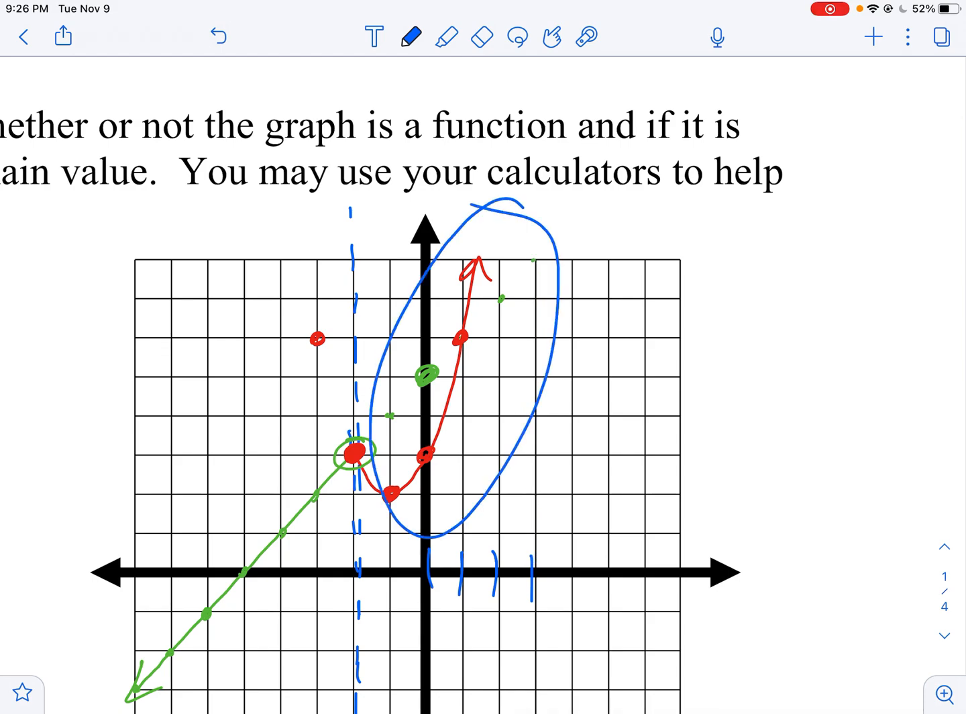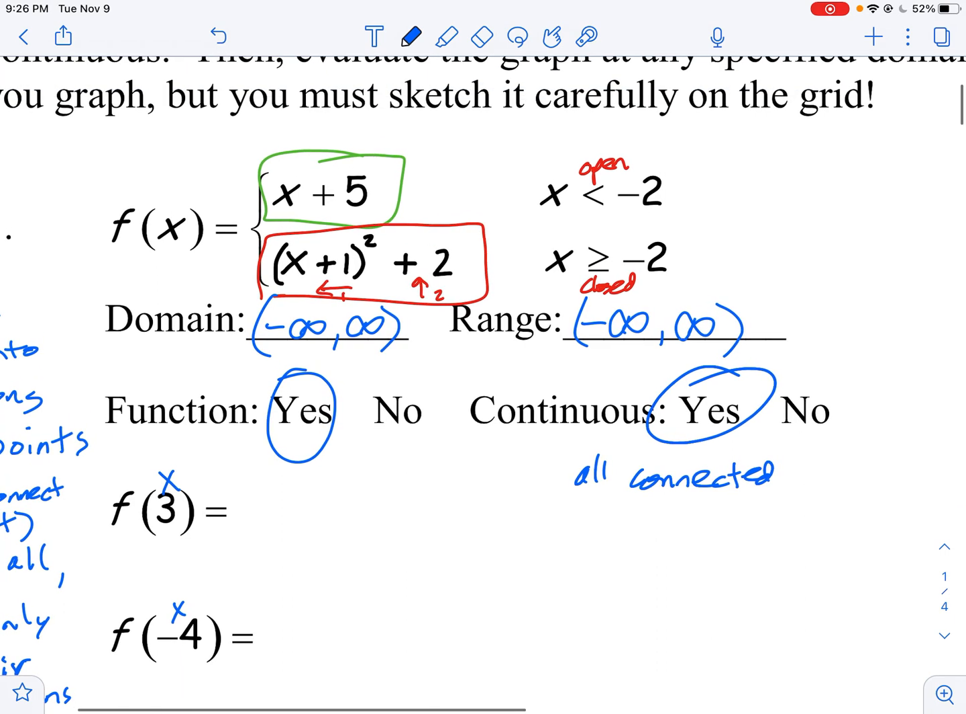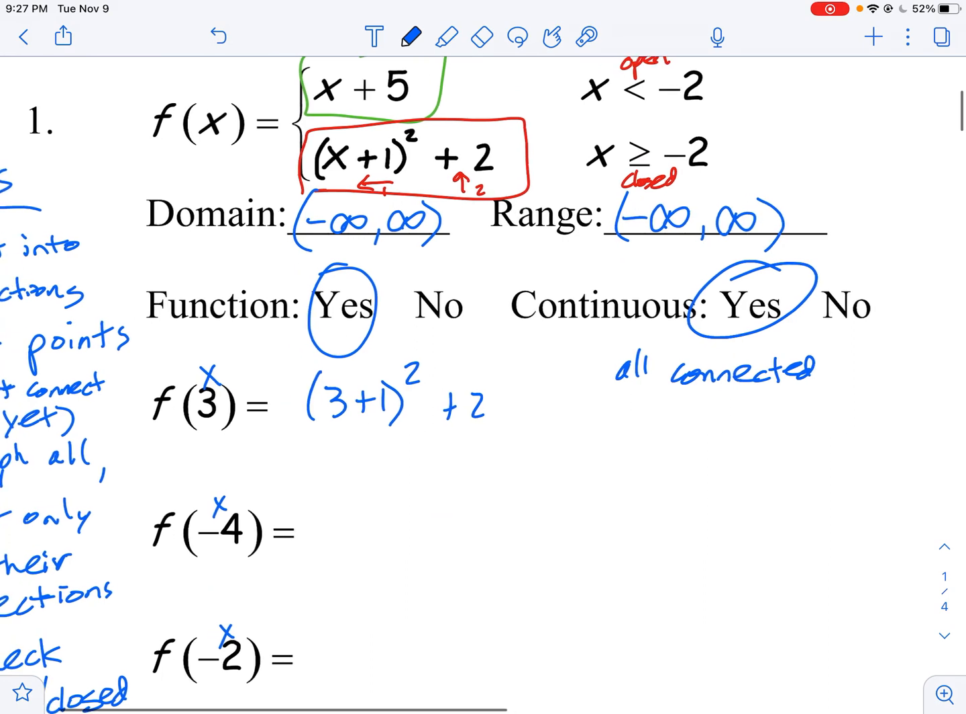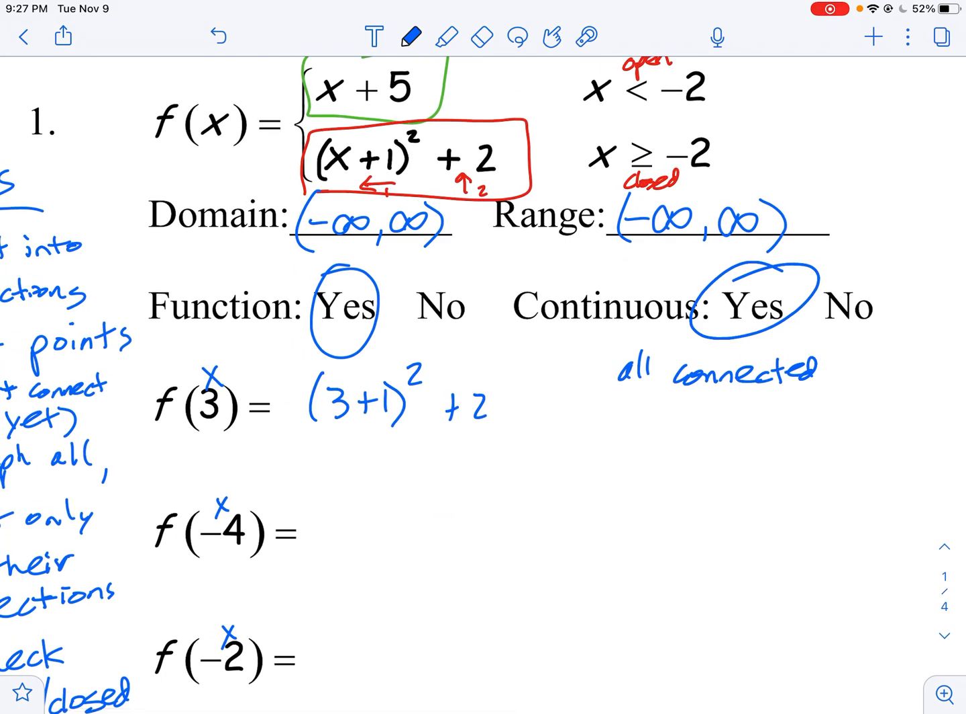Luckily, I know it's the quadratic, and so I can take this 3 and just put it in my quadratic part. So I can do 3 plus 1, and I can square it, and add 2. 3 plus 1 is 4, squared is 16, add 2, you get 18. So we got 18. Nice.